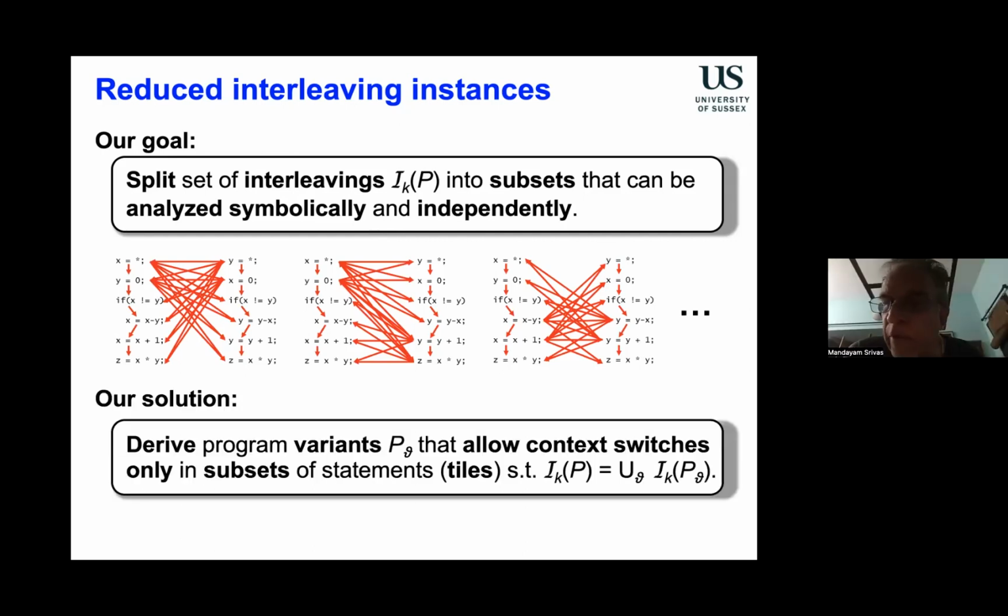Is this only for bounded unwinding? Yes. What we are going to use in the end is bounded model checking plus context-bounded sequentialization of this multi-threaded program. Okay, so everything is bounded.